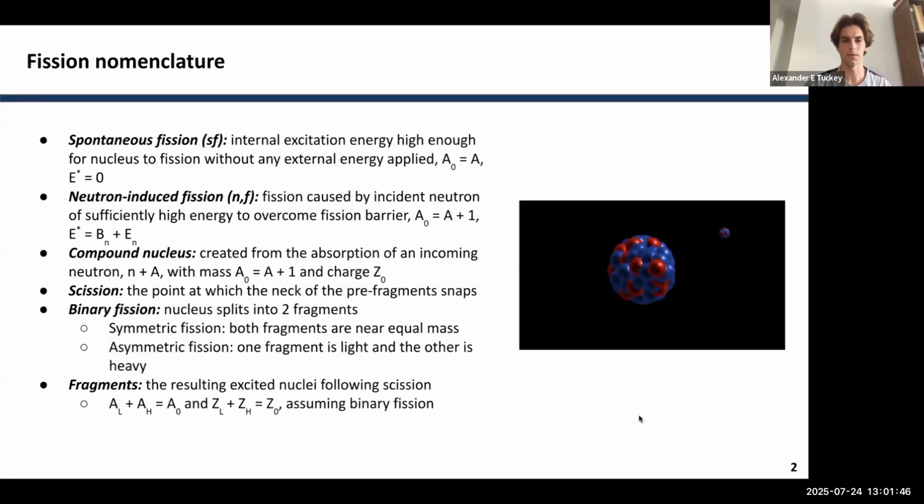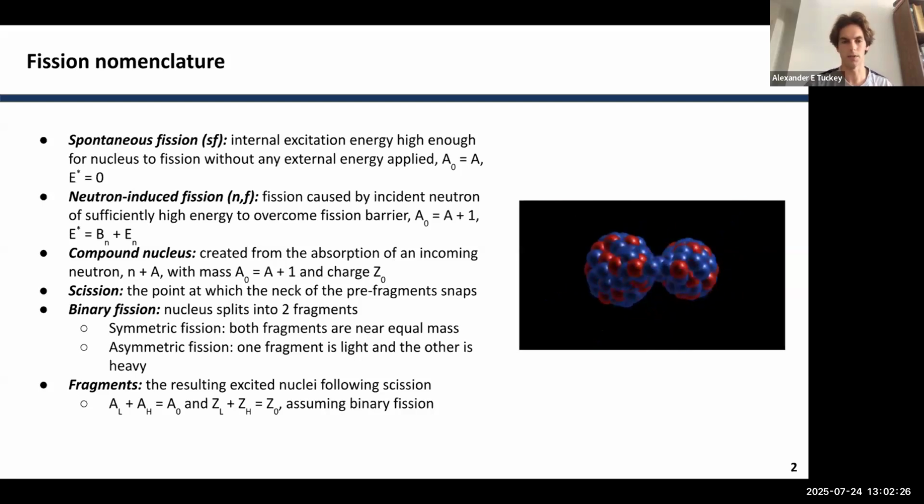So the two types of fission we're going to be concerned with today are spontaneous fission and neutron-induced fission. In spontaneous fission, the internal excitation energy of the nucleus is high enough for it to fission without any external energy applied, whereas neutron-induced fission requires an incident neutron of sufficiently high energy to overcome the fission barrier of the target nucleus. And so we refer to the composite system of the incident neutron and the target nucleus as the compound nucleus.